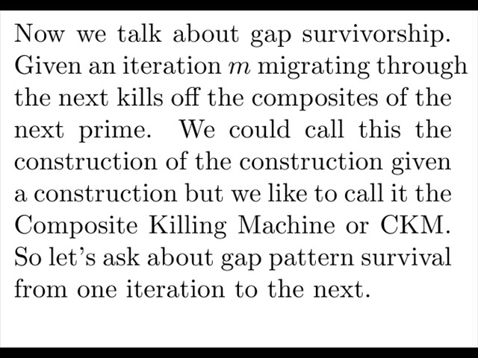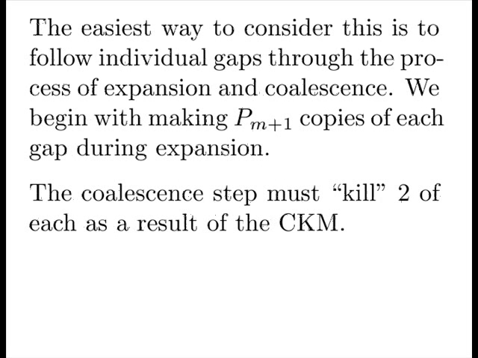Now we'll talk about gap survivorship, how the patterns are going to survive from one iteration to the next. Given an iteration M, migrating through the next set kills off composites of the next prime. We call this step the construction of the construction given a construction. It's all constructive, but we like to call it the composite killing machine, or CKM. So let's talk about this gap survivorship.